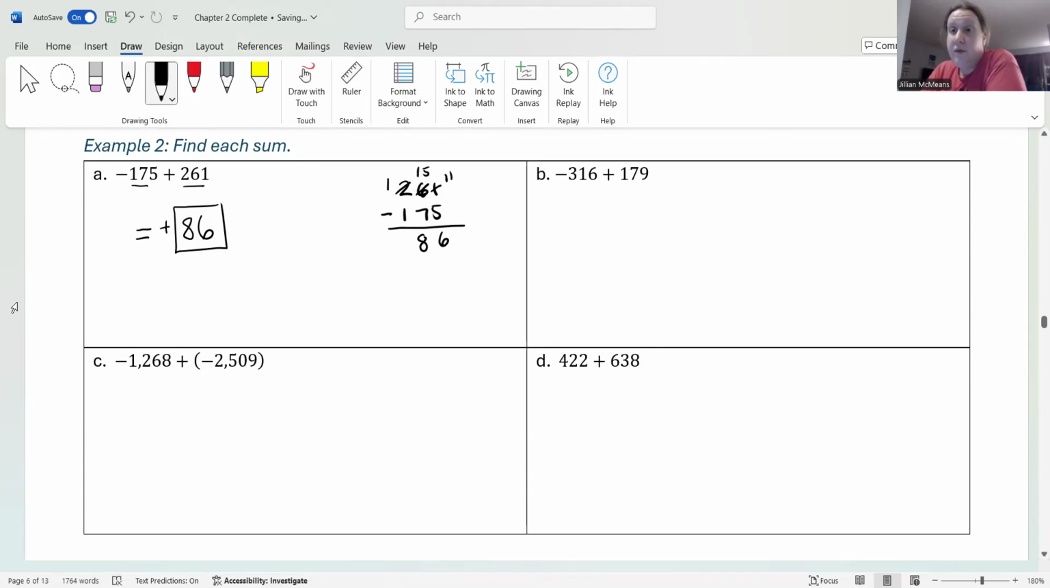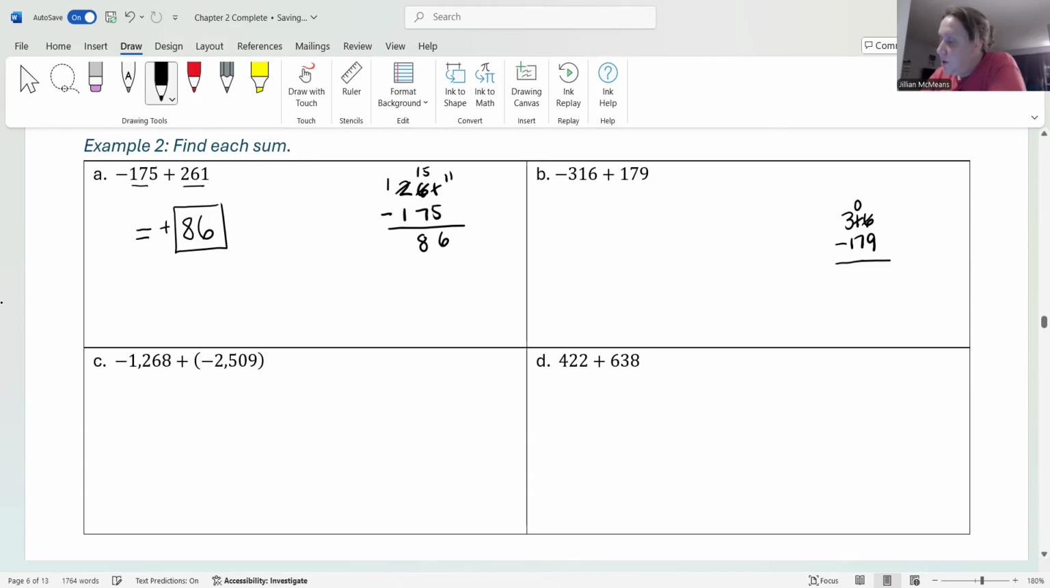So for part B, we have negative 316 plus 179. So which of these numbers has the bigger absolute value? Definitely 316. So we would take 316 and subtract 179. We're going to subtract column by column, just like always. So I cannot take 6 from 9, or I cannot take 9 from 6. Almost screwed up there. So we're going to borrow.